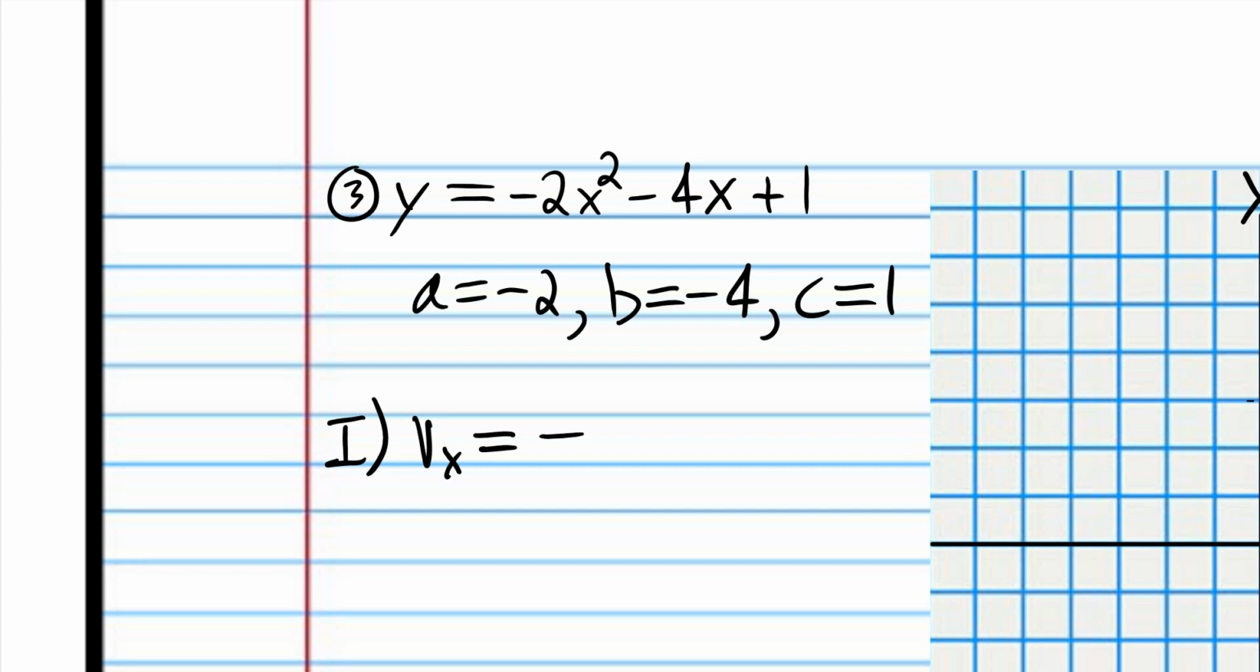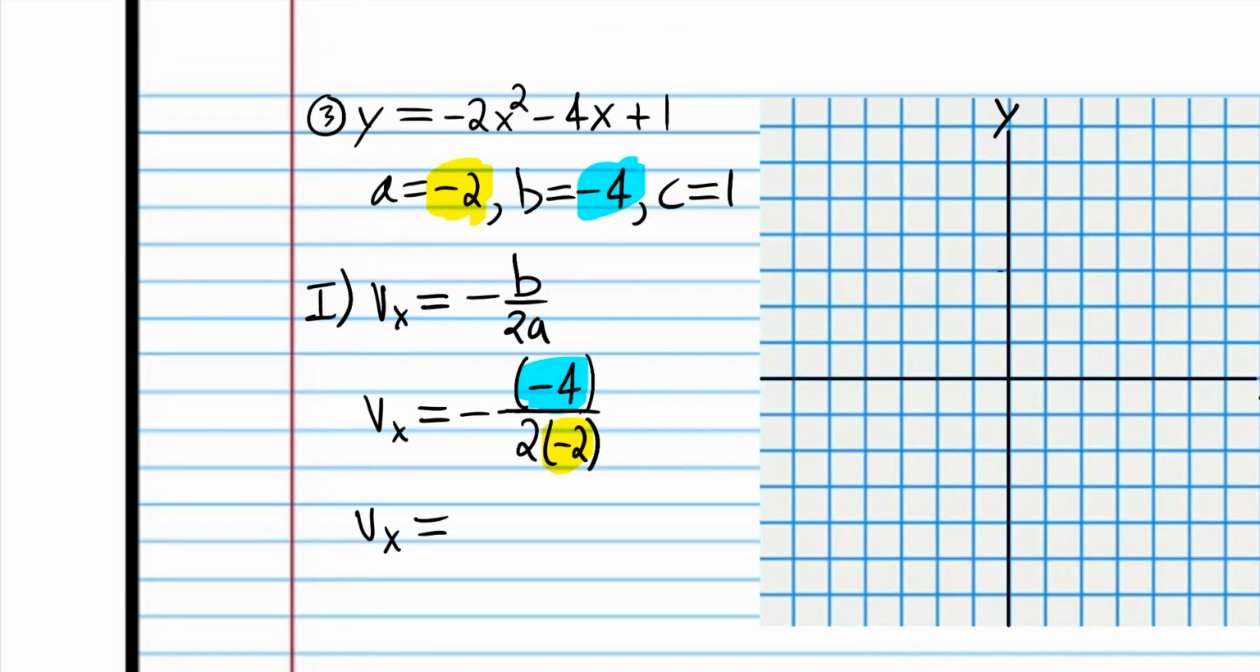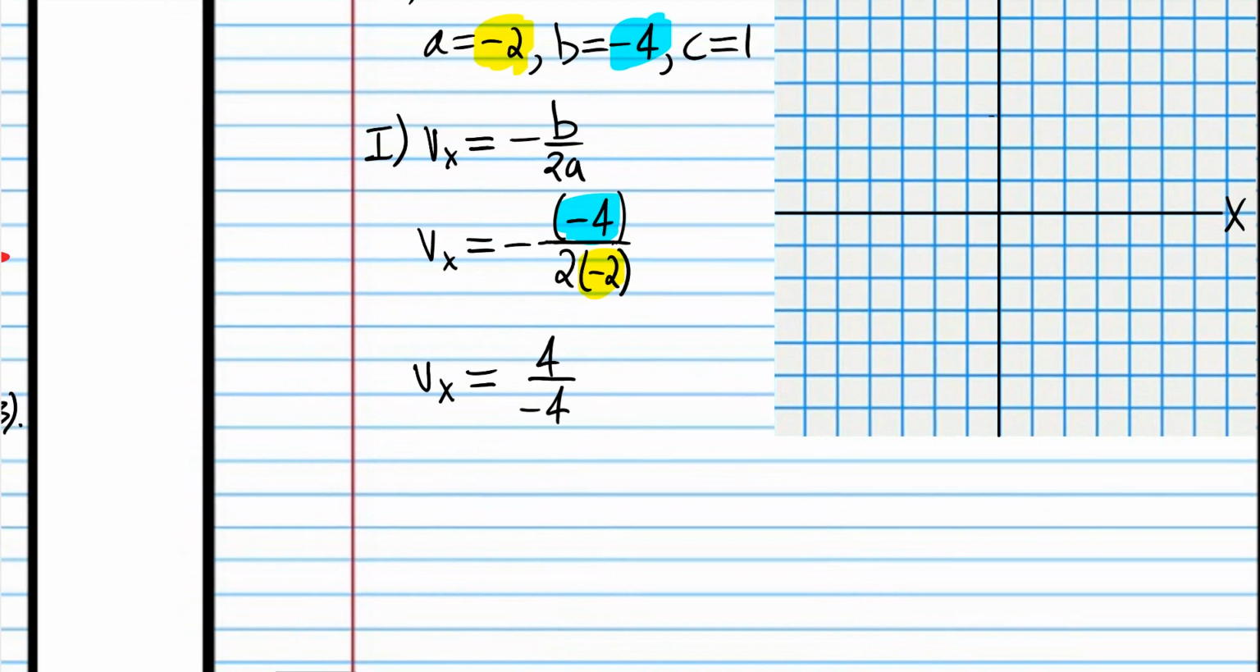But we need to start by finding the x value of the vertex, because that's the easiest way to do it. And we just use that formula, and b in this case is negative 4, and a is negative 2. So the x value of the vertex, that's a double negative, so it becomes positive 4. And 2 times negative 2 is negative 4. And so the x value of the vertex is negative 1.